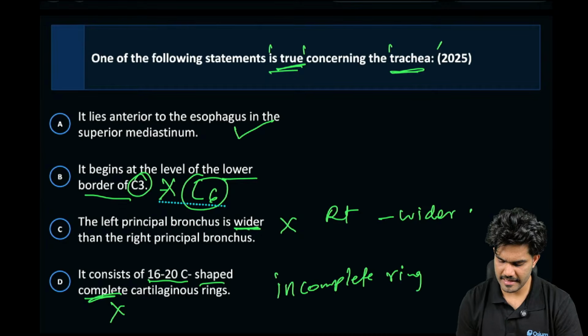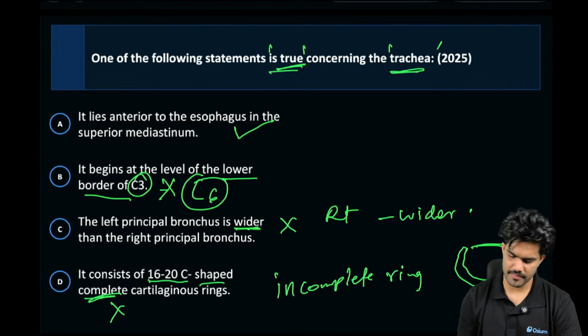See, a tracheal ring is like this. This is cartilage, here membrane, okay.